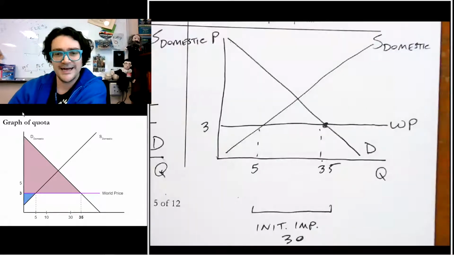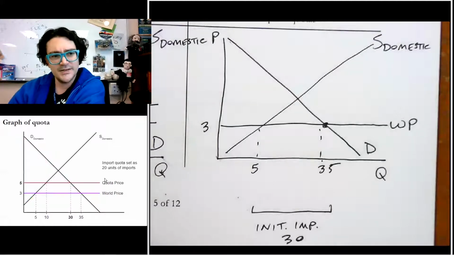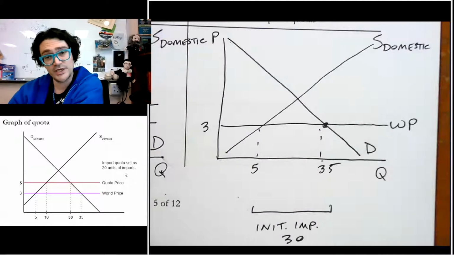So this is the great big consumer surplus triangle, right? And that tiny little sad producer surplus triangle. And they negotiate with an import. And they say, we're going to set an import quota of 20 units.